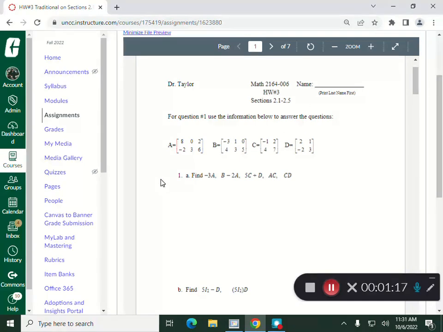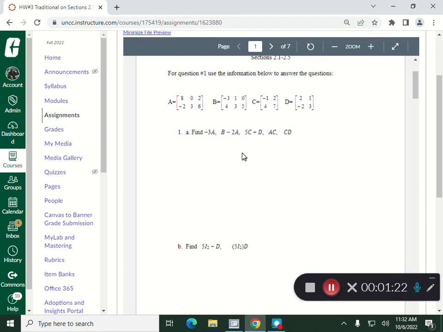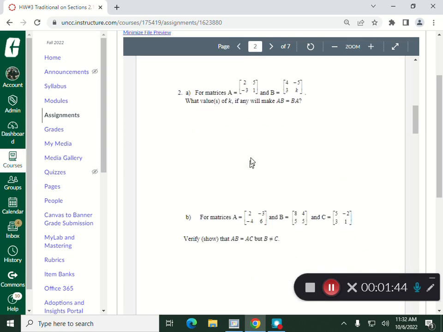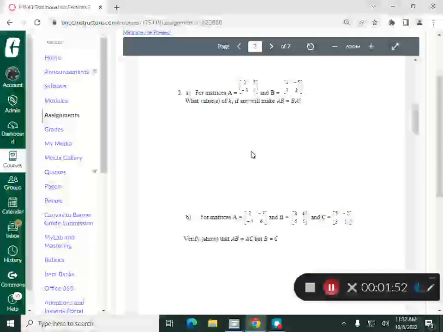So I gave you a couple of particular matrices. I want you to find negative 3A, B minus 2A. This is the matrix algebra, making sure you can manipulate matrices. I want you to find 5 times I2. Now, who is I2? That's the identity 2 by 2. That's our code for that. And then minus D, and 5 times identity times D, 2 by 2 there. All right, and then you know that A times B does not equal B times A traditionally with matrices unless we force them to do this.